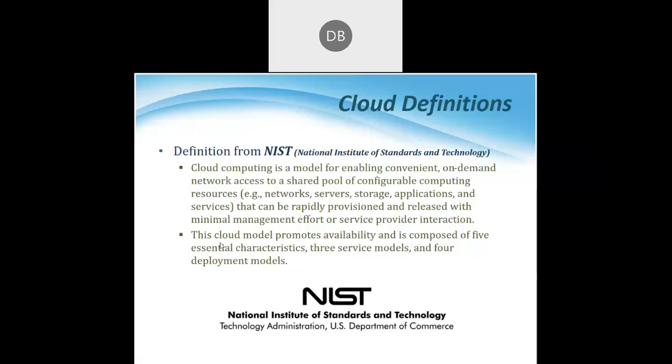Okay, so I will start with the basics. Is my screen visible to all? Yes, sir. Yes, thank you, sir.